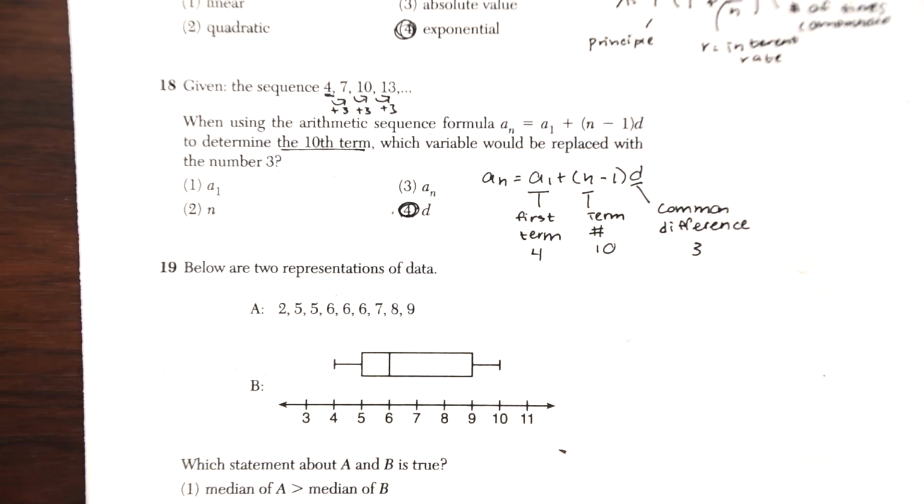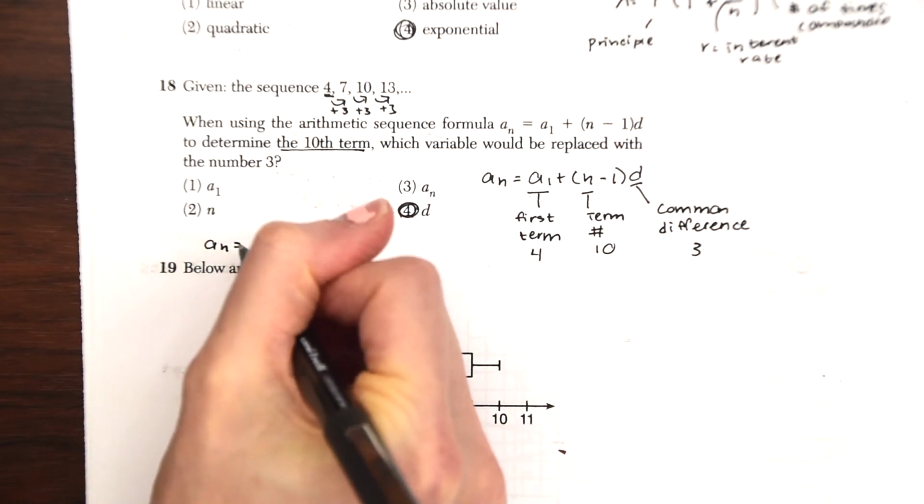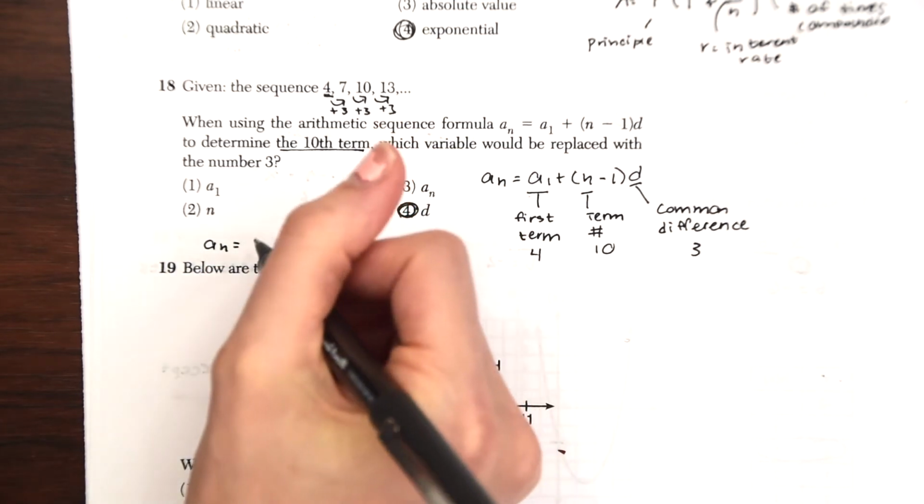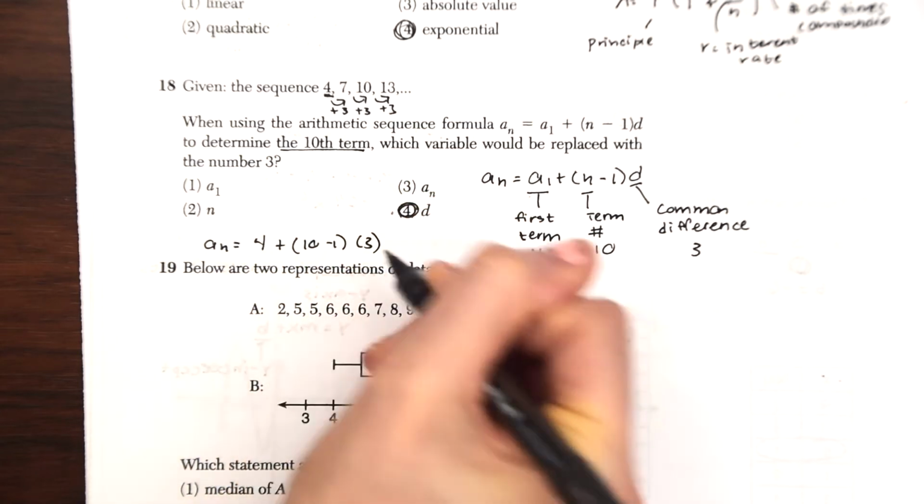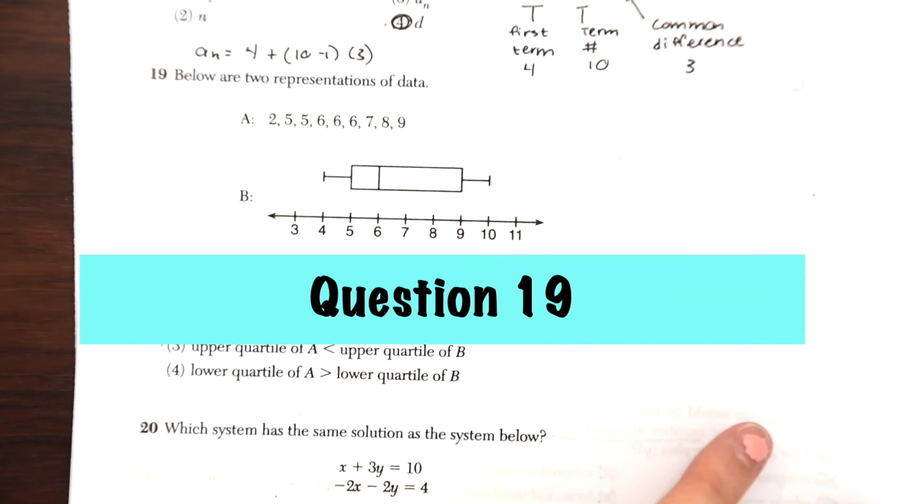So it's a really weird question. They're testing your knowledge of filling out this formula and knowing what each thing represents. If you actually wanted to find the 10th term of the sequence, it would look something like this. And if you plug this into your calculator, this would give you the 10th term of the sequence. But they don't care about that, so we move along.